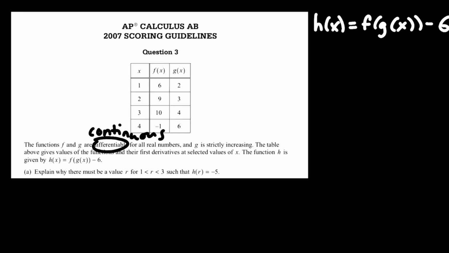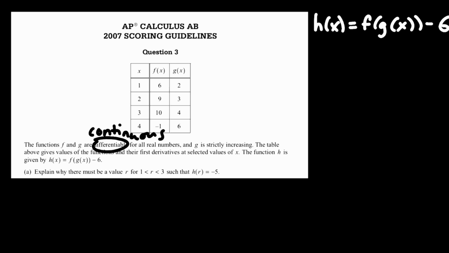Now the actual question is asking us to explain why there must be a value r for 1 is less than r is less than 3, such that h of r equals -5. And this inequality here is going to clue you into the fact that you have to use the intermediate value theorem, specifically to prove that there is some y value between 1 and 3, which equals -5.